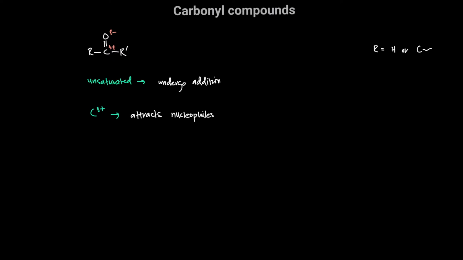So because carbonyl compounds are unsaturated, they undergo addition. And because they have a delta positive carbon, this delta positive carbon reacts with nucleophiles. So carbonyl compounds react with nucleophiles. Therefore, we can say that the name of the mechanism via which they react is nucleophilic addition. The mechanism that we're going to look at is nucleophilic addition.